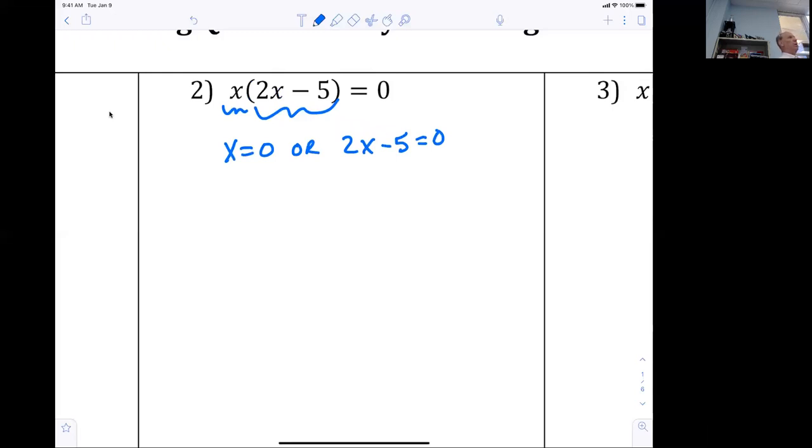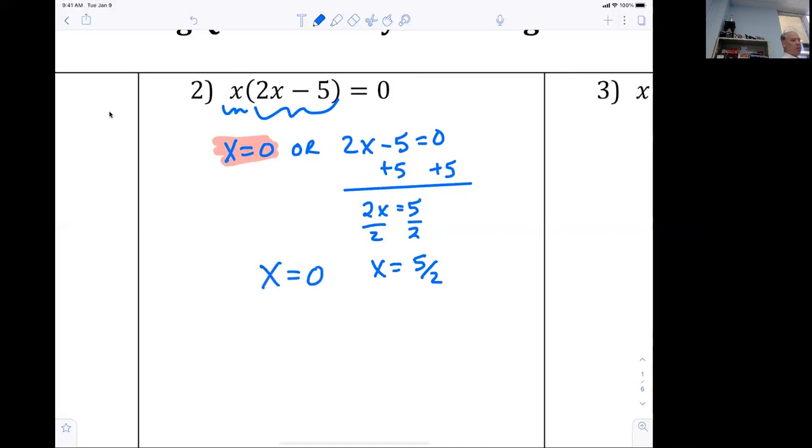Now you just solve them individually. All right? So is this one already solved for us? Yeah, so it's just one answer is x equals 0. Now over here, we'd have to add 5 to both sides. And so then we'd say 2x equals 5. And then we'd have to do what? Divide by 2. So now we say x equals 5 halves. So my answers are either x equals 0 or x equals 5 halves.